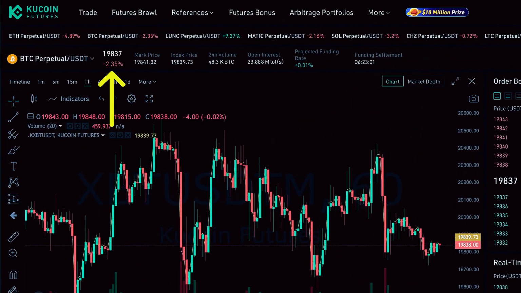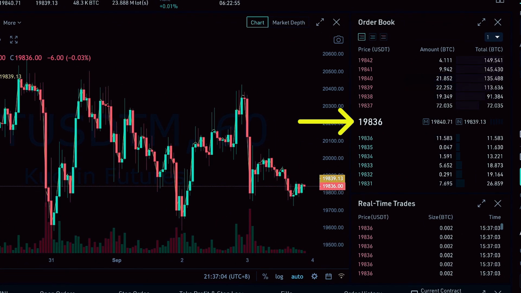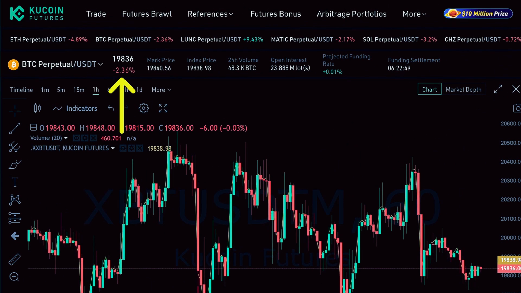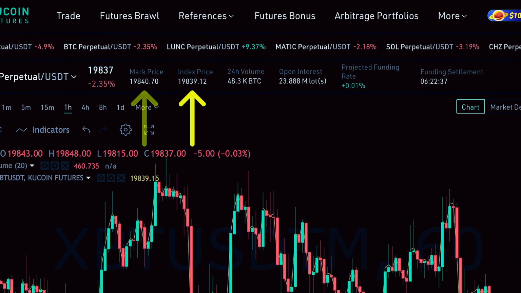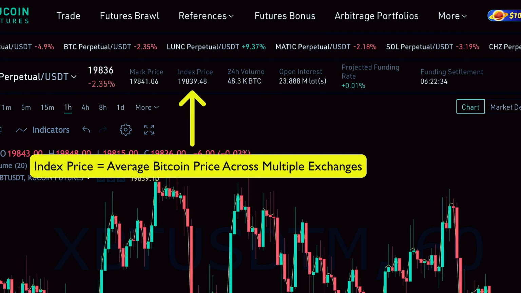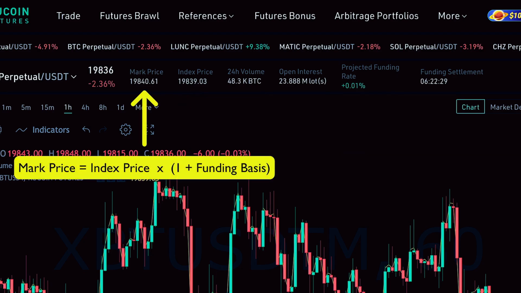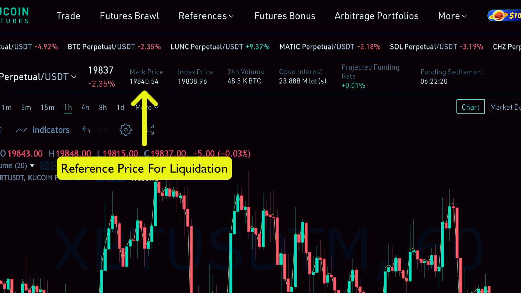Then here we can see the price that this future is currently trading at, which is the same price we can also find here in the order book or here at the top for the most recent trades. Usually the future price is very close to the current price of the underlying asset, which in this case is Bitcoin. Then what's special for the futures market is that we also have a mark price and an index price. The index price is the average Bitcoin price across multiple different exchanges, also outside of KuCoin. The mark price is then calculated from the index price and the funding basis, which we're going to look at in a moment. KuCoin uses the mark price as a basis for liquidations.